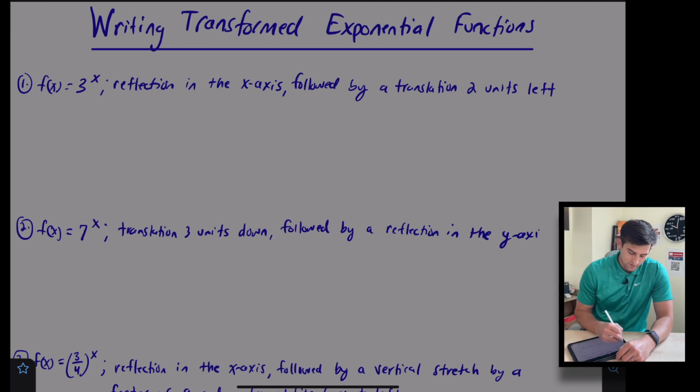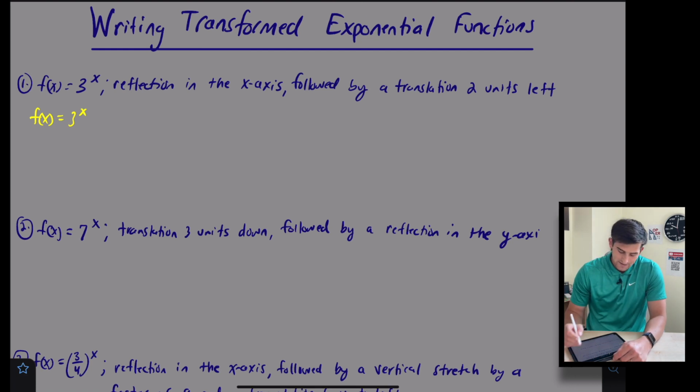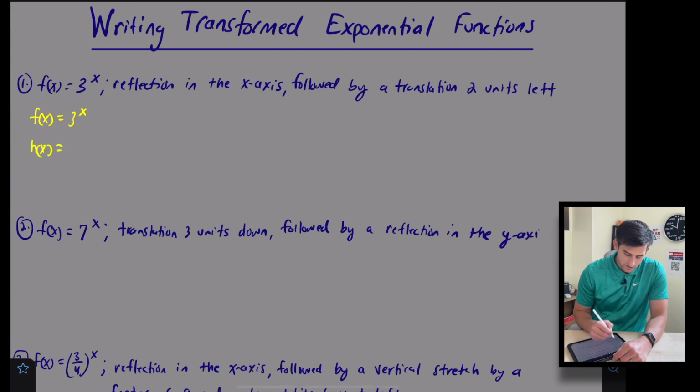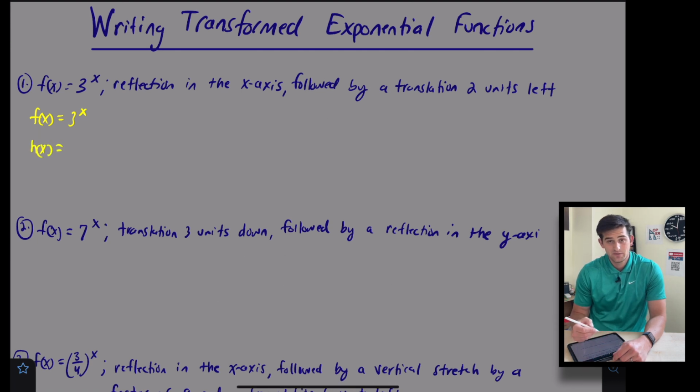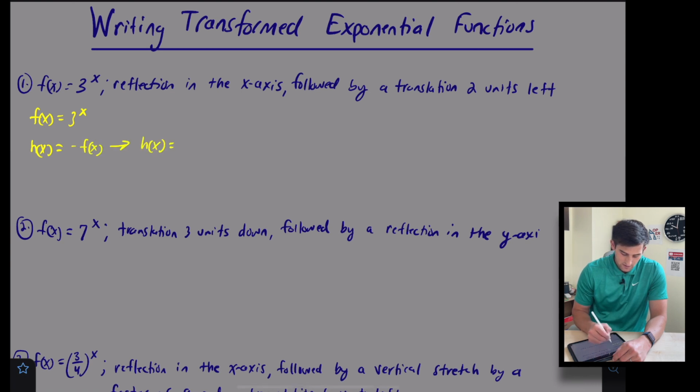So I always like to start off by just rewriting what f of x is equal to. So f of x equals 3 to the x. And let's perform one transformation at a time. So we're going to reflect in the x-axis. So let's say h of x would be equal to, now reflecting in the x-axis means we're going to make y opposite. So the opposite of f of x. So what would that give us? That would mean h of x, or our function after just reflecting, would be h of x equals negative 3 to the x.